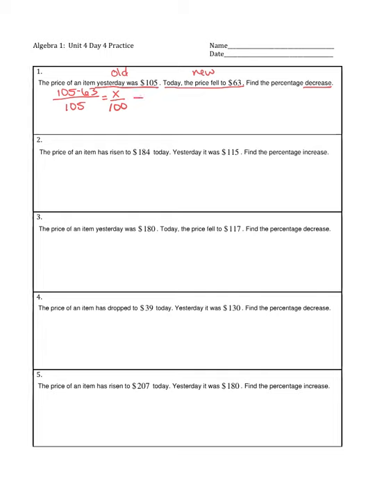So we have 42 over 105 equals x over 100. Cross multiply, 105x equals 4200. Divide by 105, x equals 40. It was a 40% decrease. The price went down 40%.